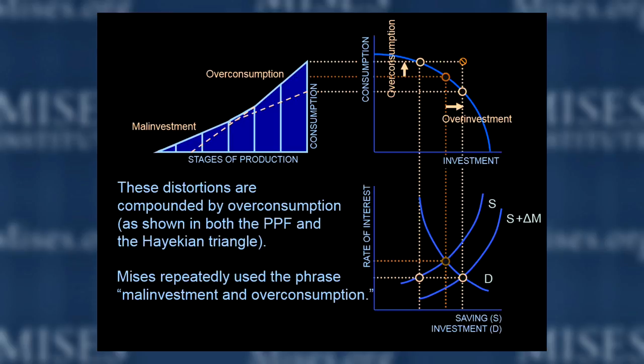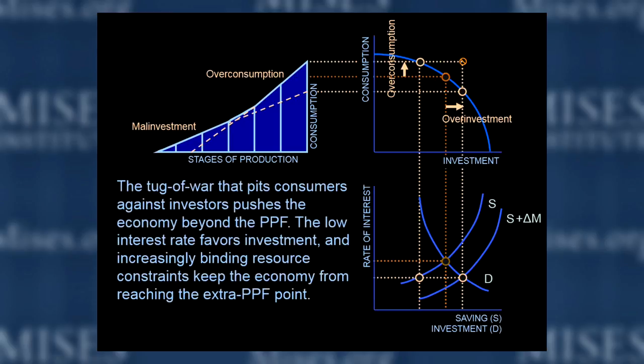So Mises repeatedly used the phrase malinvestment and overconsumption to describe the business cycle. The tug of war pits the consumers against investors, pushes the economy beyond the PPF unsustainably. The low interest rate favors investment, and increasingly binding resource constraints keep the economy from reaching that extra PPF. So look at that PPF diagram, and you can see that you're moving towards it, but you don't get there, all right? Because resources are scarce, much more scarce than was thought.